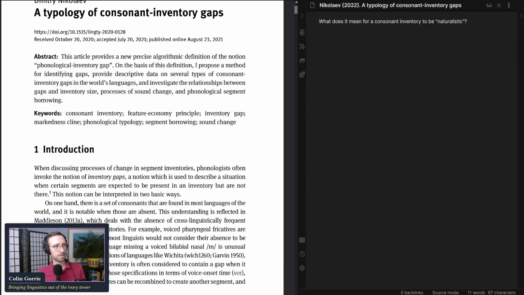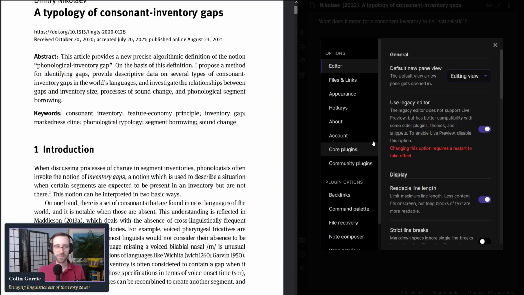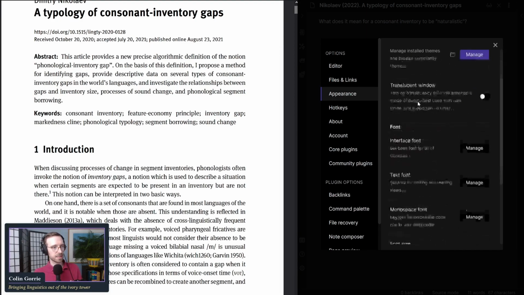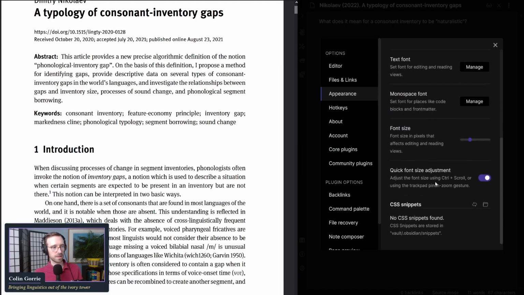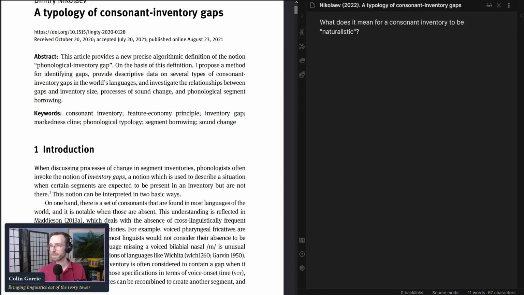Let's see if I can, is the font big enough for you? I think I might need to, there we go. Great. How is that for size?